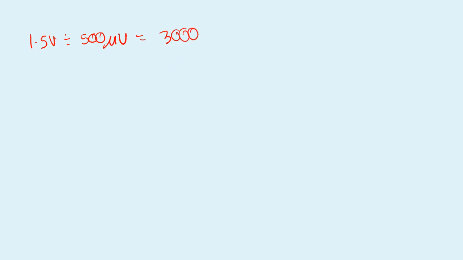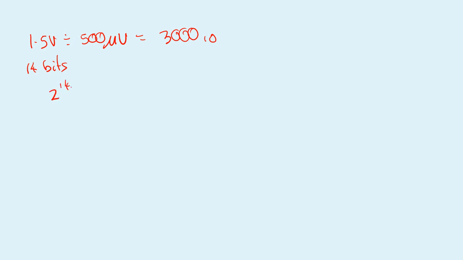So that's 3,000. Now that's in decimal. We need to convert 3,000 into binary because an analog to digital converter will convert the analog value of 1.5 volts into a binary value, not into a decimal value. So we need to work out 3,000 in binary. Okay, so that's going to be quite a high value. But remember, we've got 14 bits.